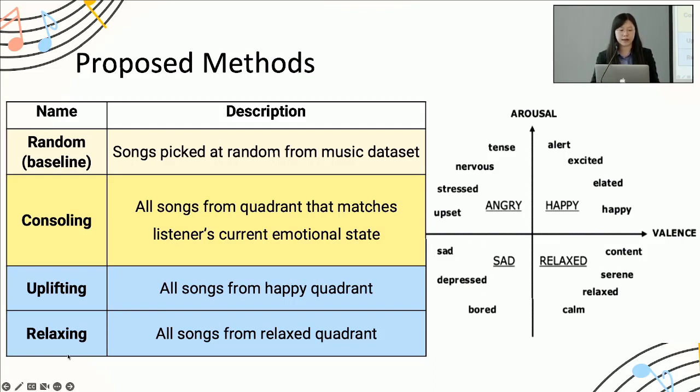An uplifting and relaxing method is to immediately jump to positive songs. The idea is to go further than the consolation. It will replace the negative mood with a positive one. The uplifting method is to pick songs from this happy quadrant, and the relaxing method is to pick songs from the relaxed quadrant.